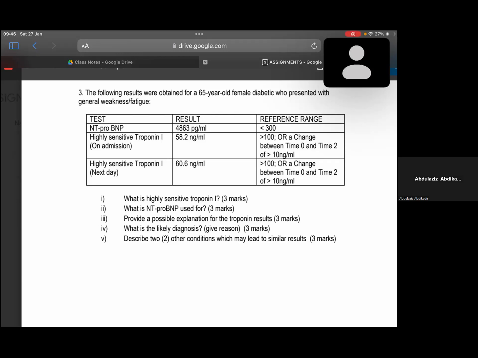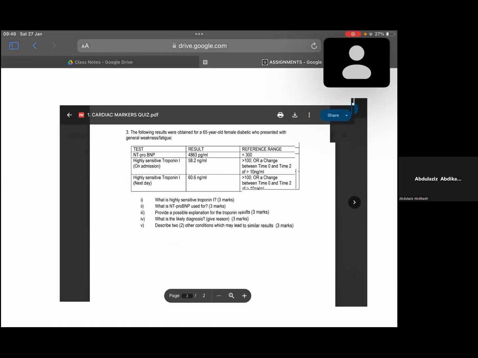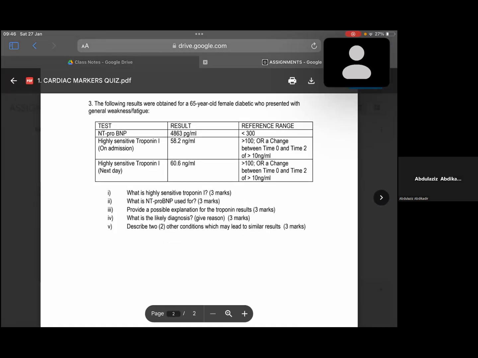Describe two other conditions that may lead to similar results. After the anatpatho lecture that will be covered by Abdurrahman, I'm sure you will have several answers to give. Things that can bring ischemia, things that can bring heart failure. You will have several answers. So that one is more of homework for you.